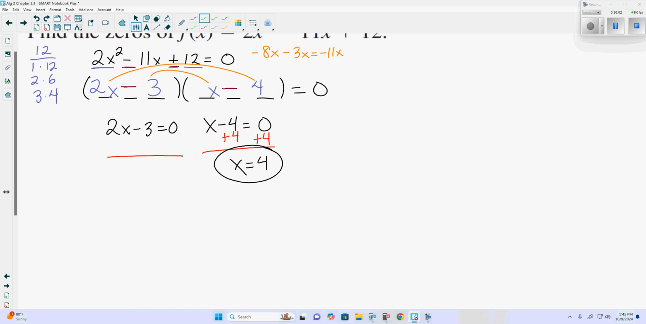2x minus 3 equals 0. Well, the first thing we can do is add 3 to both sides. So 2x is equal to 3. And then we can divide both sides by 2, telling us x is equal to 3/2. So our solutions are x is equal to 3/2 and x is equal to 4. Well, that's kind of what we got from graphing, because we said the other one had to be between 1 and 2. Well, 3/2 is indeed between 1 and 2. Questions on this here?